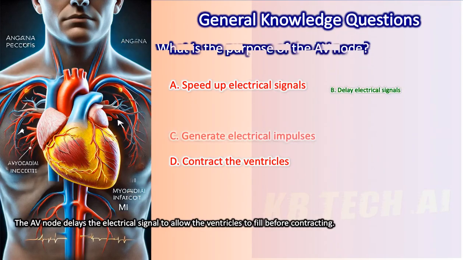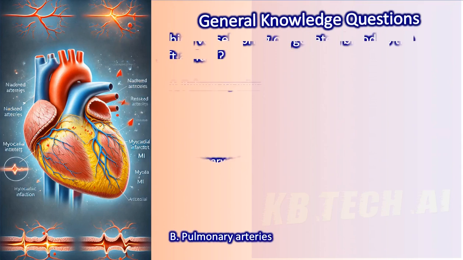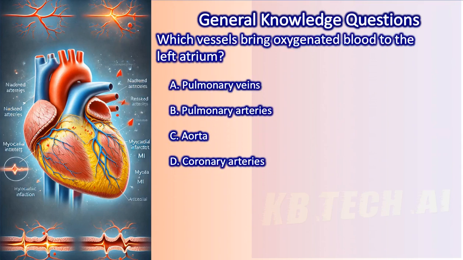The answer is Option 2. Delay electrical signals. Which vessels bring oxygenated blood to the left atrium? Option 1. Pulmonary veins. Option 2. Pulmonary arteries. Option 3. Aorta. Option 4. Coronary arteries.